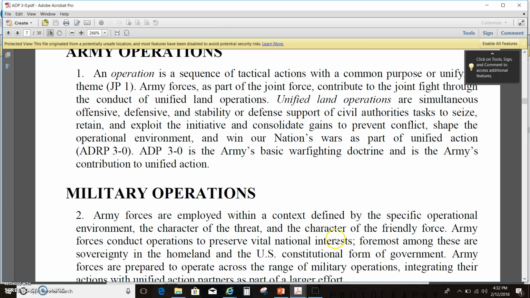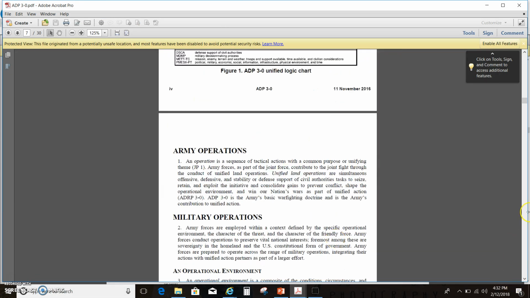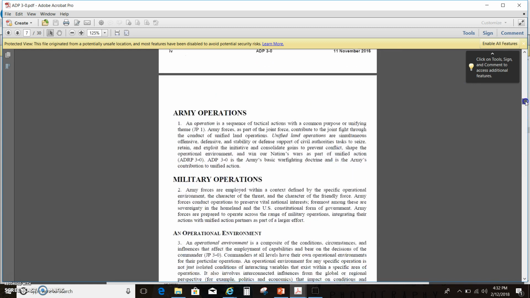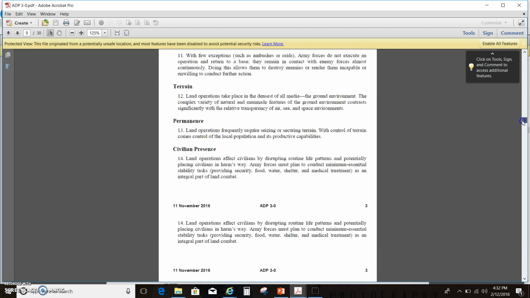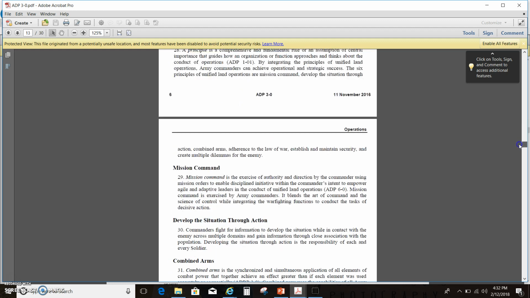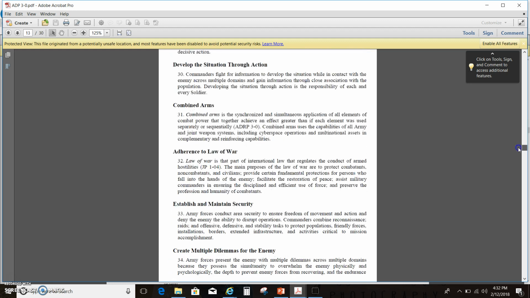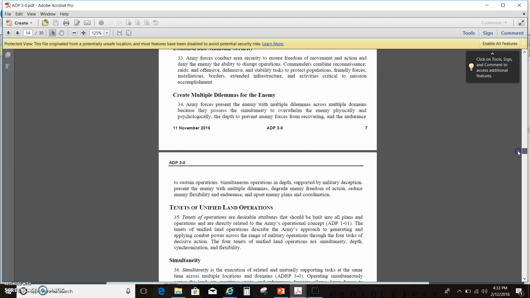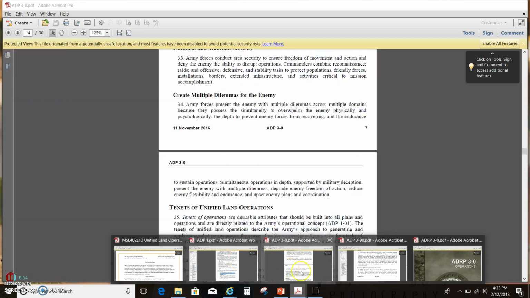And that being said, since it's the decisive form of war, we go back to what our doctrinal mission is in the Army, and that is to fight and win the nation's wars through prompt and sustained land combat as part of the joint force.